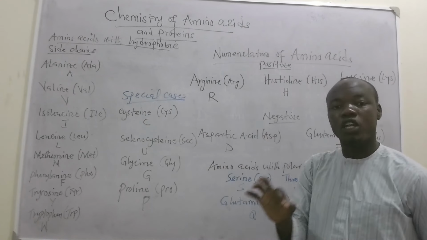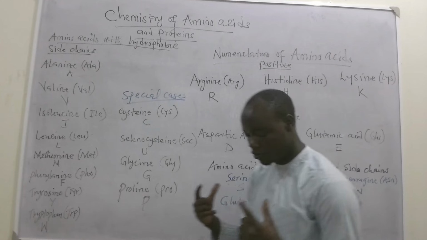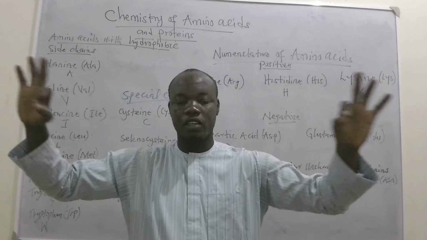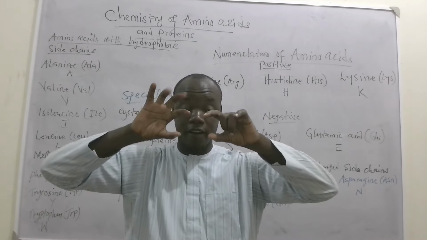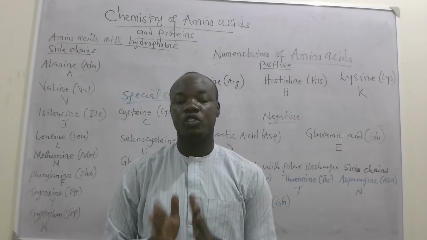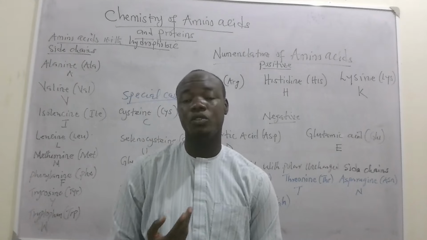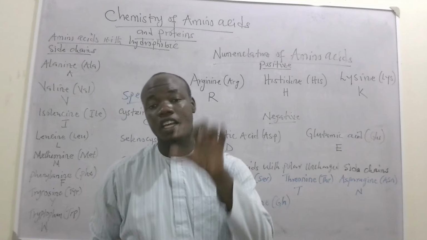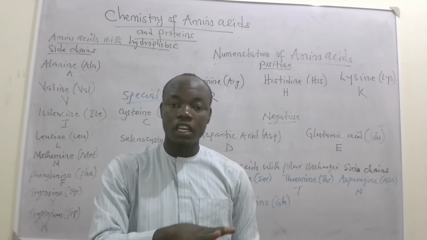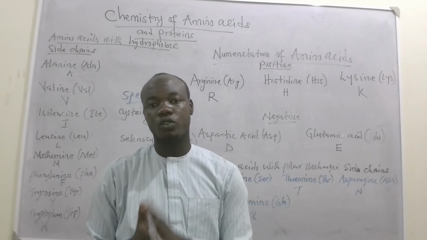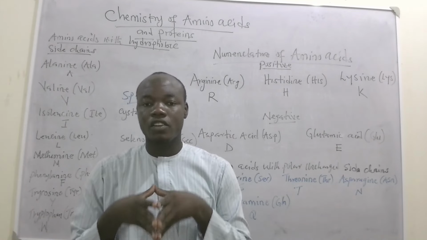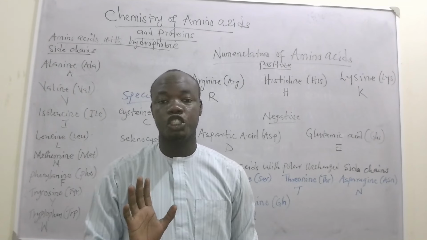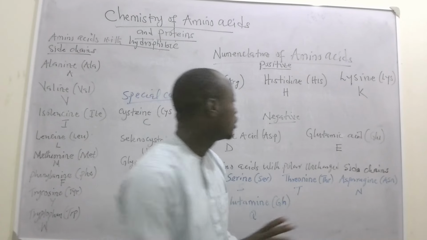And the three letters that you can use to represent it, because you can't be writing the full name of an amino acid when trying to draw or write the sequence of a protein. Usually you use either a single letter notation or a three letter notation. So that's the importance of this: each and every amino acid has a three letter notation and a single letter notation. In the case of arginine, the three-letter notation is ARG, and the single-letter notation is R.